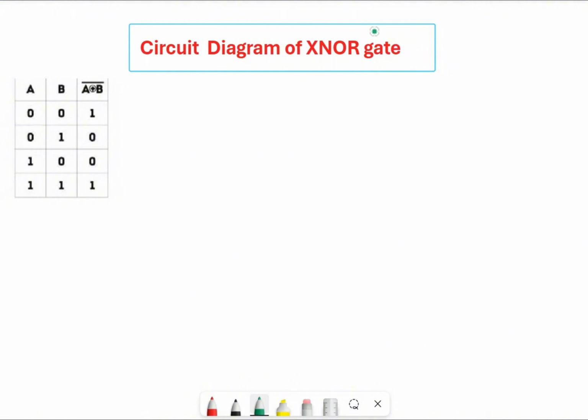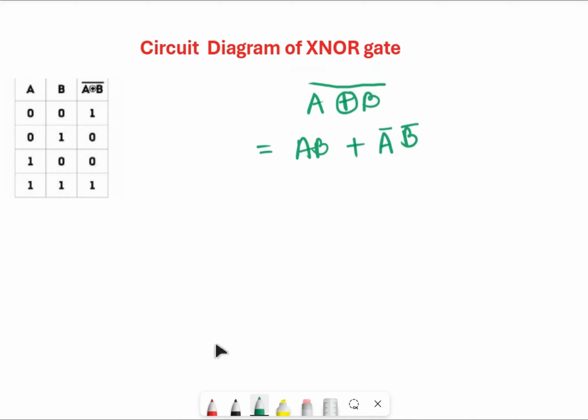So it's time to draw the circuit diagram of the XNOR Gate. So the output of the XOR Gate is A exclusive-OR B. XNOR Gate means opposite, so a bar needs to be placed on top, and the output of XNOR is equal to AB plus A bar B bar. This is the output, right?